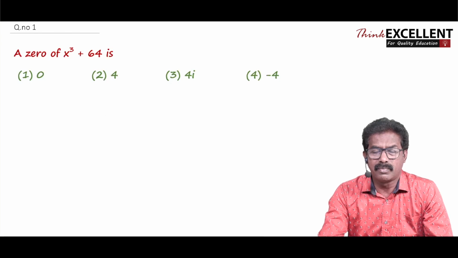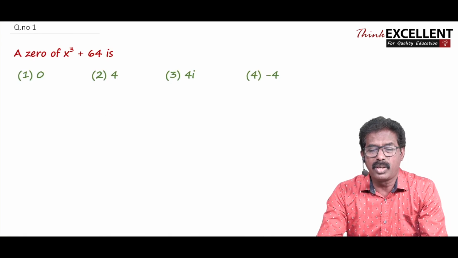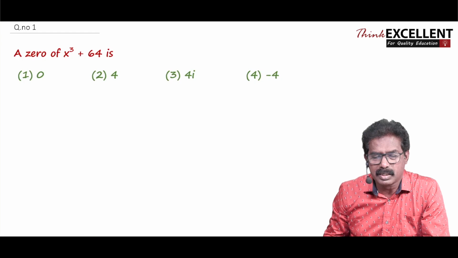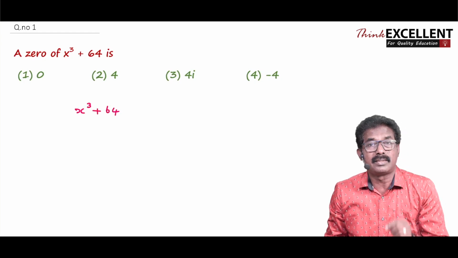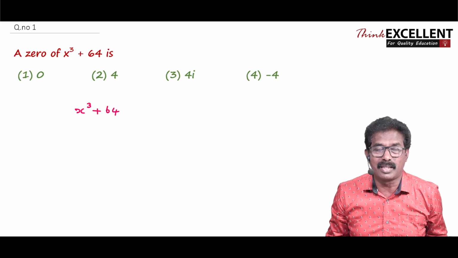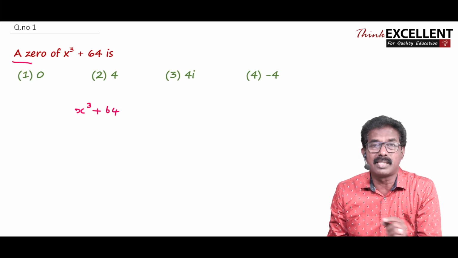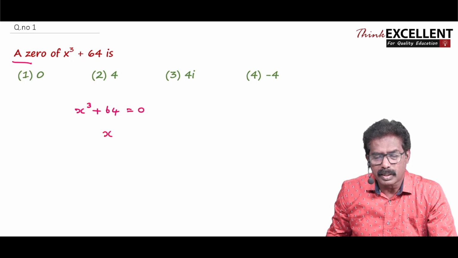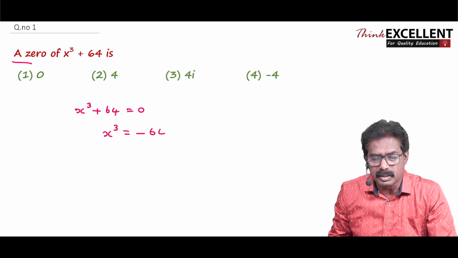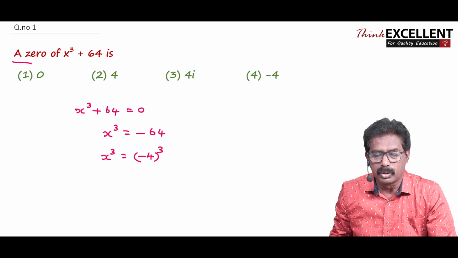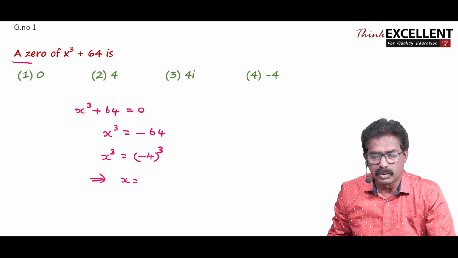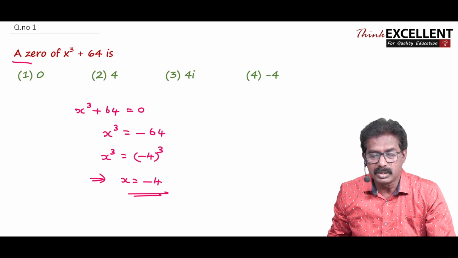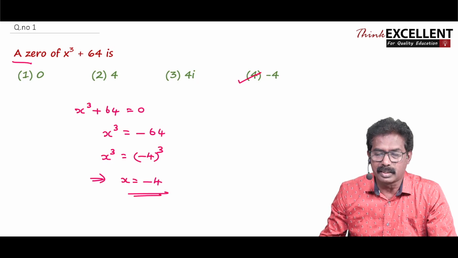The first question, very simple one. A zero of a polynomial. One polynomial is given, x cube plus 64. You know the degree is 3, so there are 3 roots, right? But in the question, a zero, so one zero you have to say. Equate with 0, you are getting x cube equal to minus 64. That is x cube is equal to minus 4 the whole cube. When you compare, you are getting x is equal to minus 4. So that is one of the zeros. So the correct option is 4.